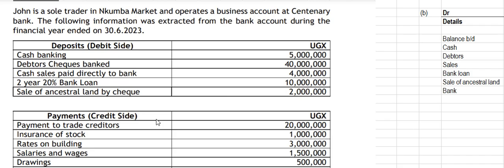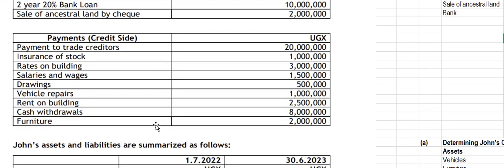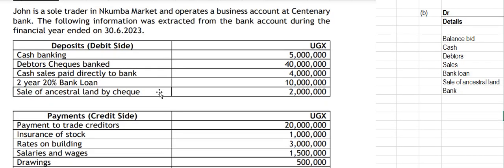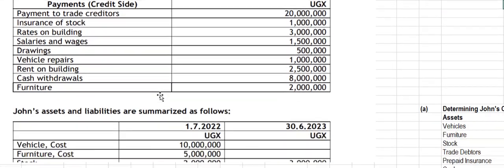Then payments, that's the credit side. You have the payments to trade creditors. You have the insurance of stock, rates on buildings, salaries and wages. We have the drawings, vehicle repairs, rent on buildings, cash withdrawals, as well as the furniture. So those are the details of the bank account of John, the deposits as well as the payments.